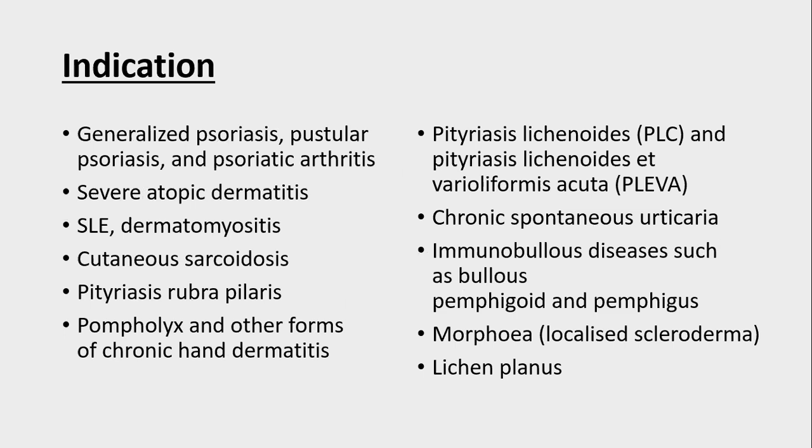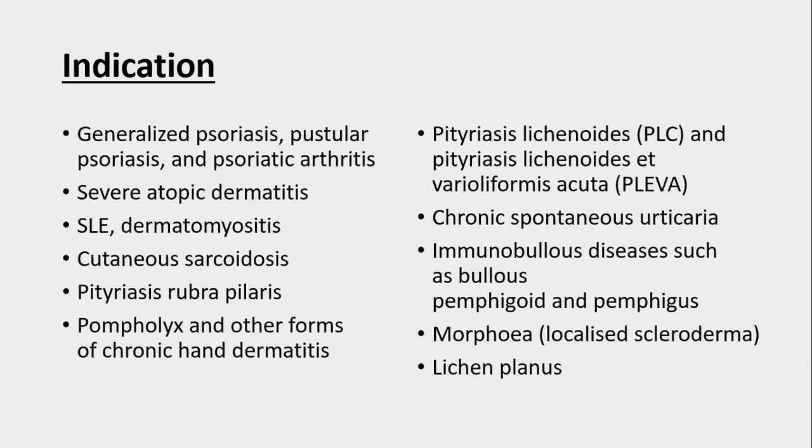Indications. Methotrexate is most commonly used in psoriasis, generalized psoriasis, pustular psoriasis, and psoriatic arthritis. It is also prescribed in severe atopic dermatitis, SLE, and dermatomyositis. Also used in cutaneous sarcoidosis along with steroids. It is prescribed also in PRP, although in pityriasis rubra pilaris the drug of choice is retinoids. It is also prescribed in pompholyx and other chronic hand dermatitis.